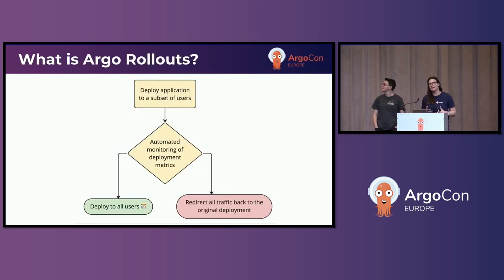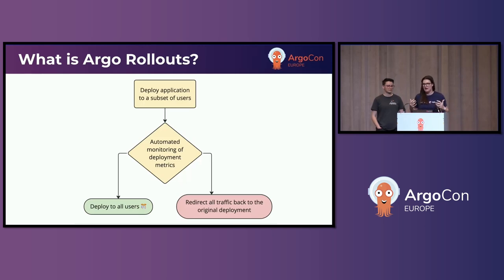So I want to do a really quick recap of what Argo Rollouts is. It's a Kubernetes controller that provides advanced deployment capabilities like Canary deployments, blue-green deployments, A/B experimentation. We also have complex traffic management, and we have analysis that allows for automated promotion and automated rollbacks.